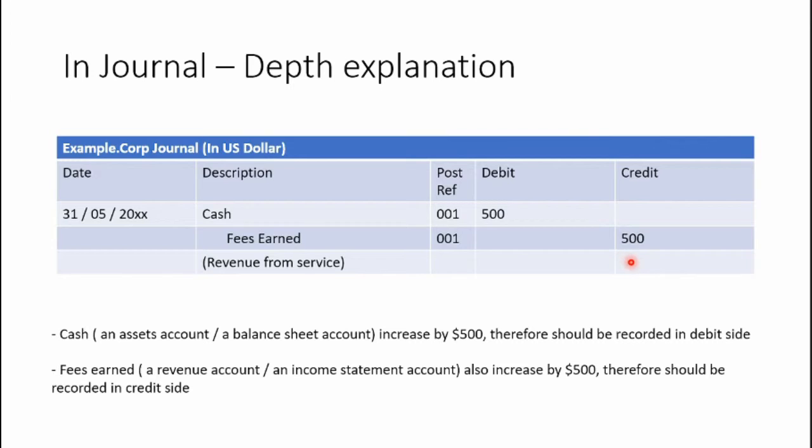And you see, we recorded two accounts together in one journal. This is an example of the double entry accounting system. At minimum, we always record two accounts in one journal. There could be three, there could be four, but at minimum, you should always record two accounts, or else it means that you are wrong.